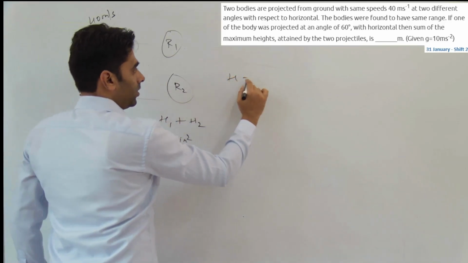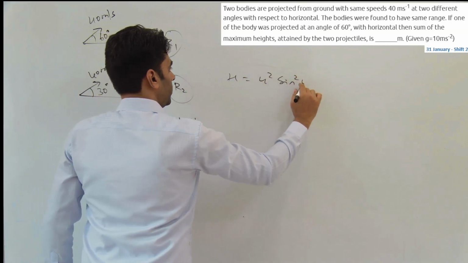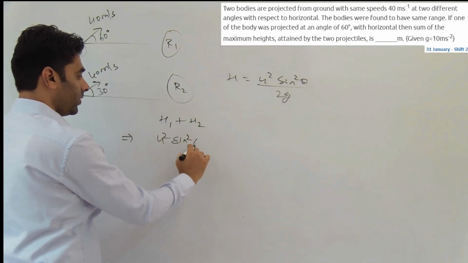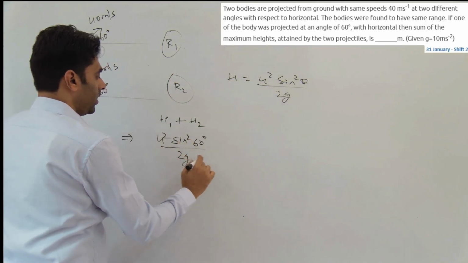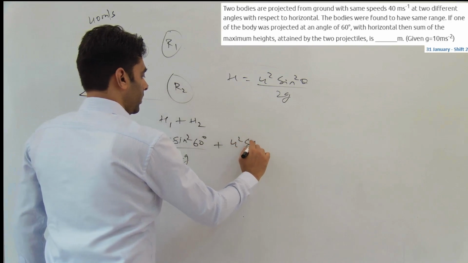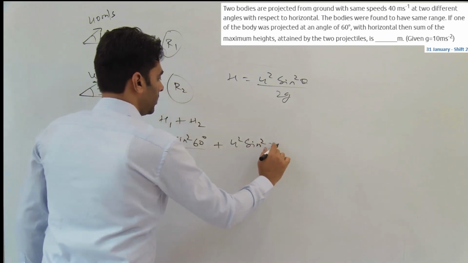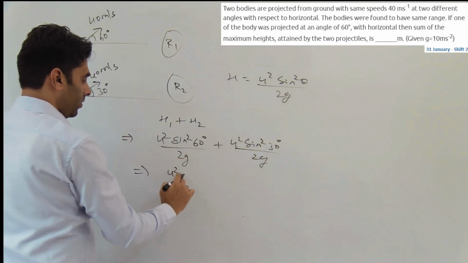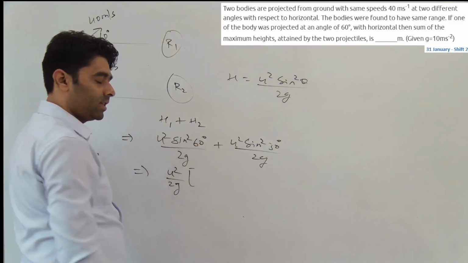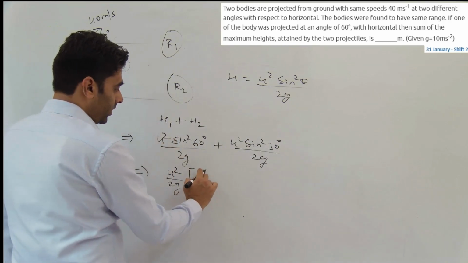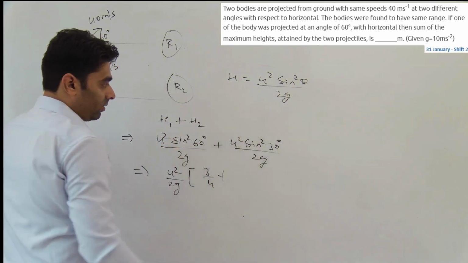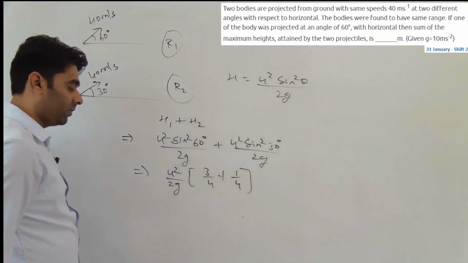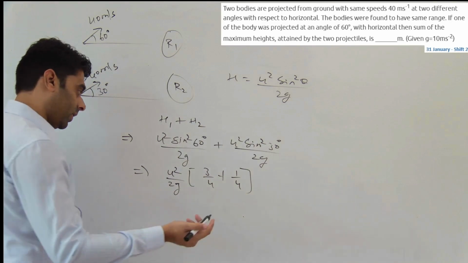H value is what? u square sine square theta by 2g. So for first one we can write u square sine square 60 by 2g plus u square sine square 30 by 2g. Let's solve it. U square by 2g can be taken common. Sine square 60 will be root 3 by 2 whole square, that is 3 by 4, plus sine square 30, 1 by 2 whole square, that is 1 by 4. Fine, we get it. 3 by 4 plus 1 by 4, that comes out to be 4 by 4, that is 1.